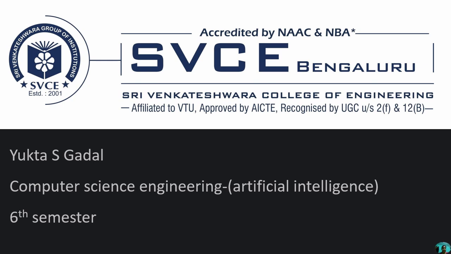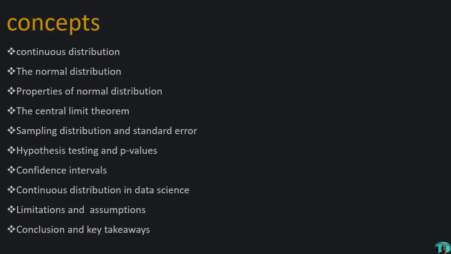Today we are going to talk about data science and its application. Now let us see the concepts. Continuous distribution, the normal distribution, properties of normal distribution, the central limit theorem, sampling distribution and standard error, hypothesis testing and p-values, confidence intervals, continuous distribution in data science, limitations and assumptions, conclusion and key takeaways.